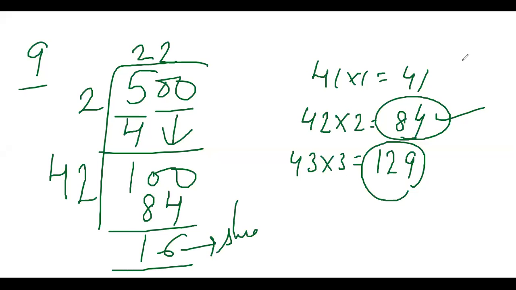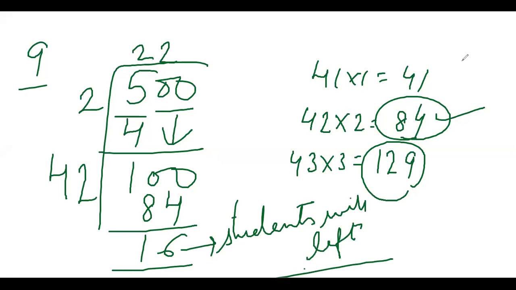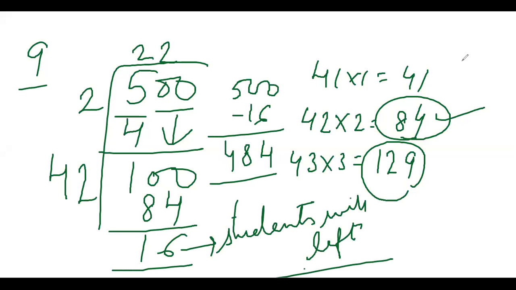16 students will be left. 16 students रह जाएंगे, ठीक है. Not 516, it will be 500 minus 16, right? 484. Okay.